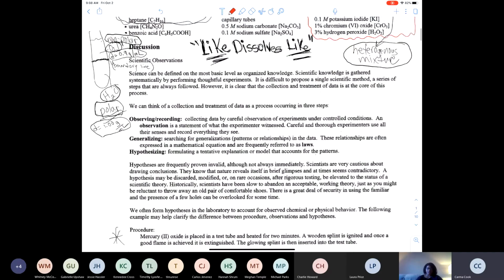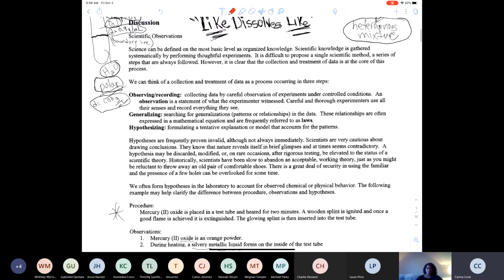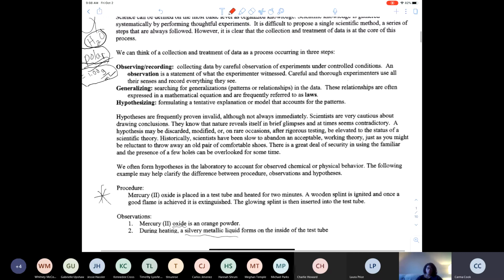And so in making scientific observations and collecting data, we can think about it as a 3-step process. You first observe, and then you record what you are observing using your senses. Then once you've collected the data, you'll analyze the data and make some generalizations, searching for patterns or relationships in the data. And then hypothesizing: based on what you've seen, what can you conclude? As you are making your observations, you can write them down, and then you can make a hypothesis based on your observations.